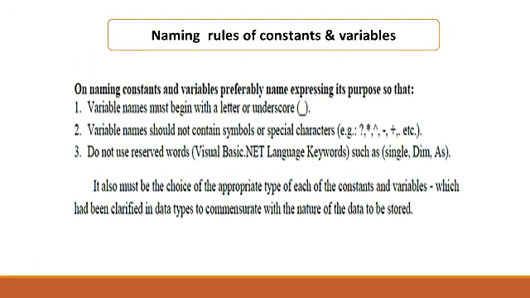Naming rules of constants and variables. On naming constants and variables, preferably use a name expressing its purpose. Variable names must begin with a letter or underscore. Variable names should not contain symbols or special characters, for example, plus, etc.